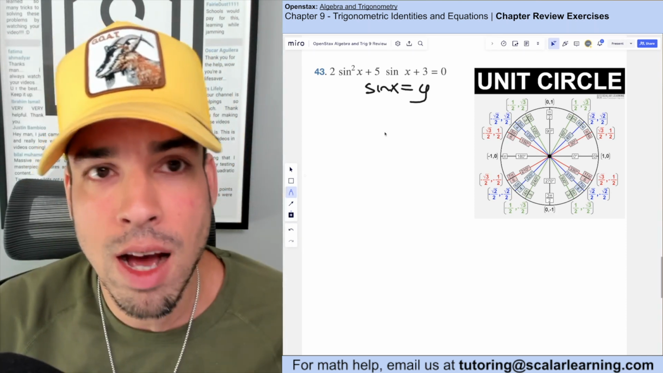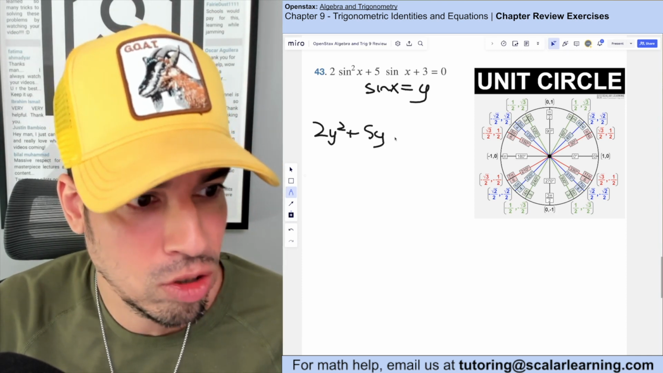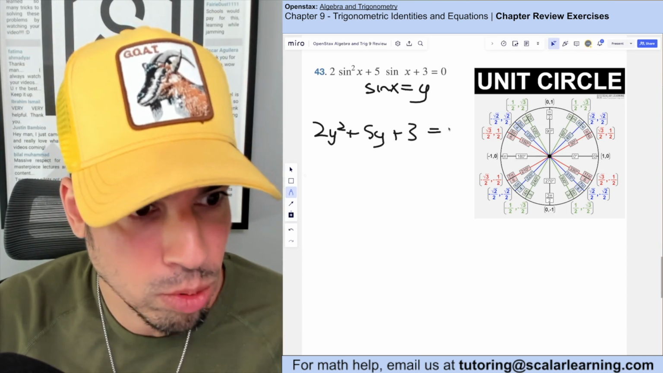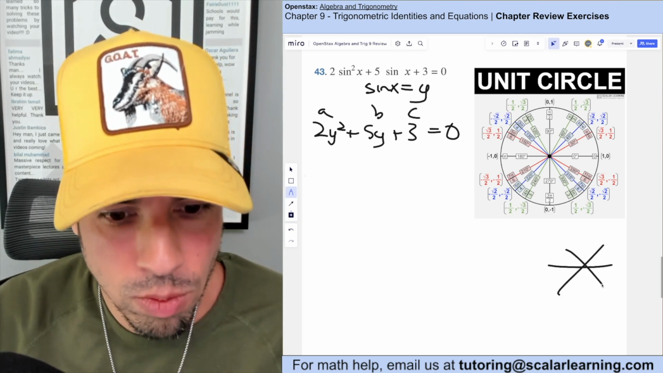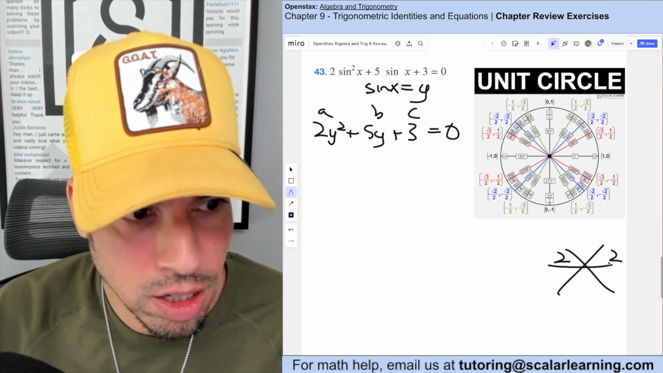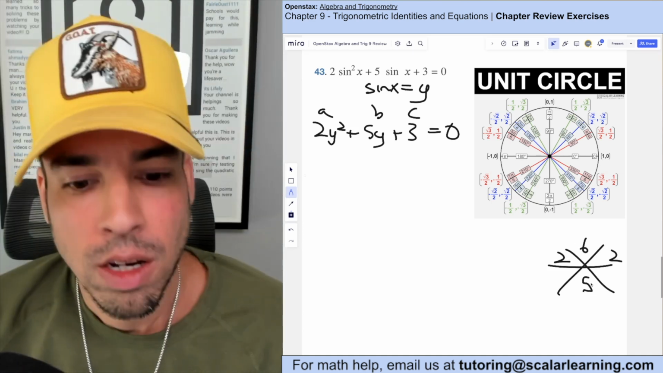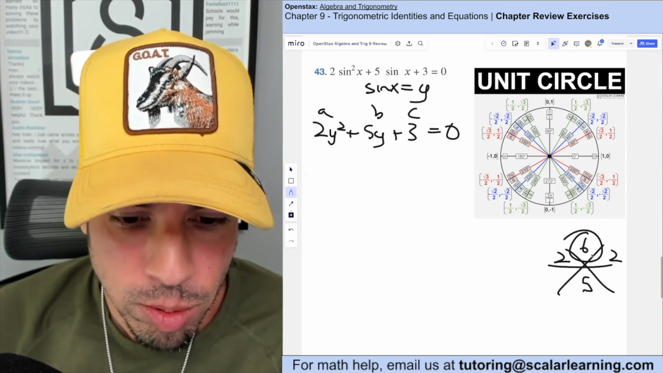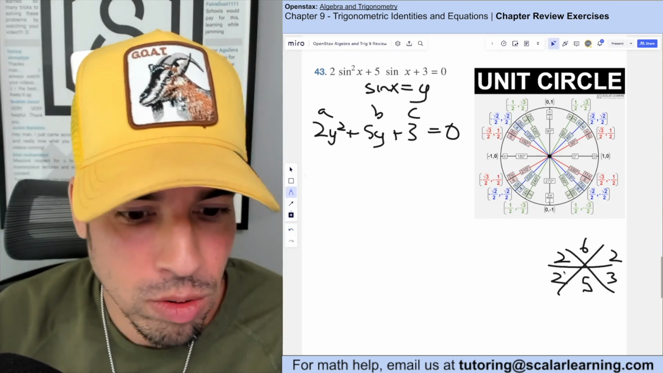Now this is an optional step, but the reason why I like to do this is because I feel like it makes it easier to see if this is indeed factorable, right? Because now we got A, B, and C. So using the star method, we can check where I have A here and here, A times C, 2 times 3, 6 here, and then B, 5 here. And then we ask the question, are any two numbers able to multiply to that and add to that? Yes, we have 2 and 3, so it is factorable.